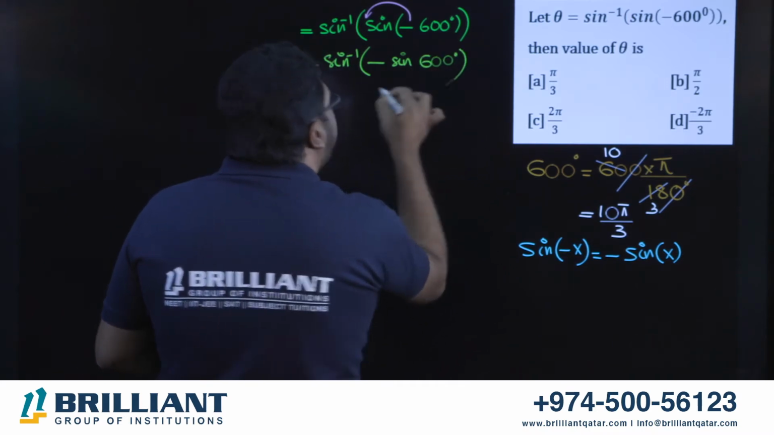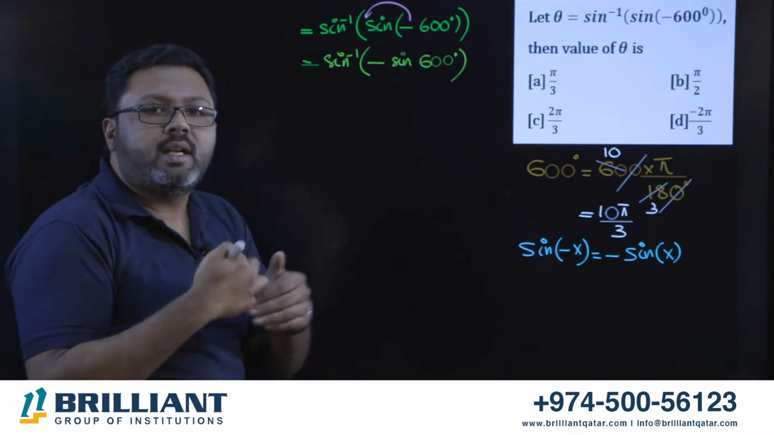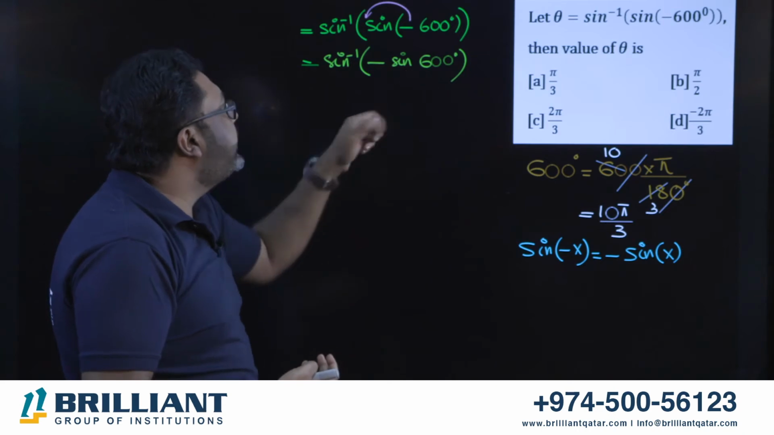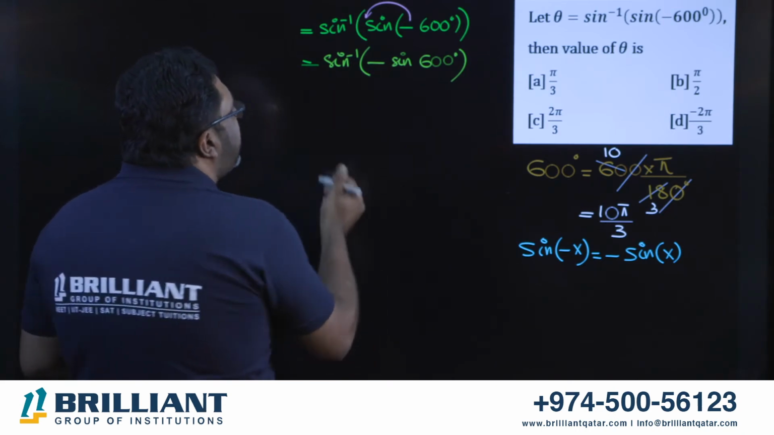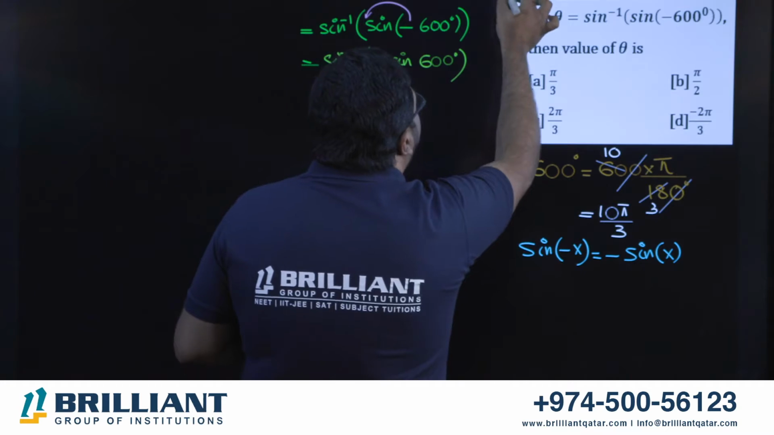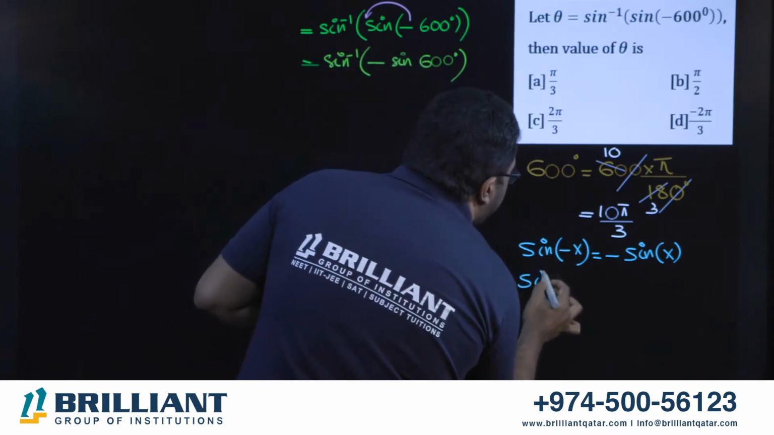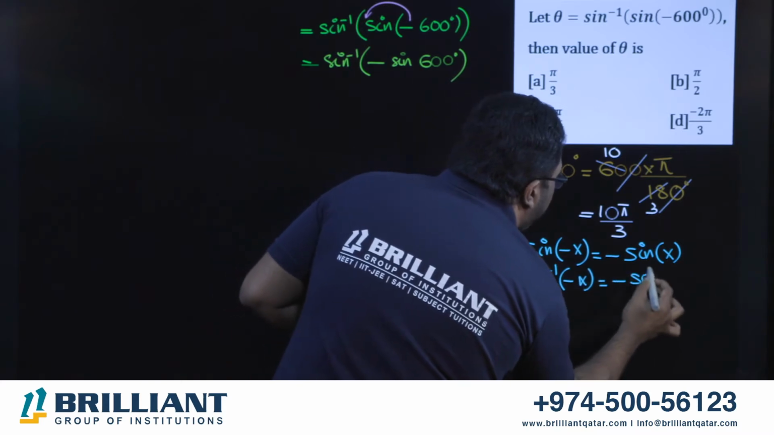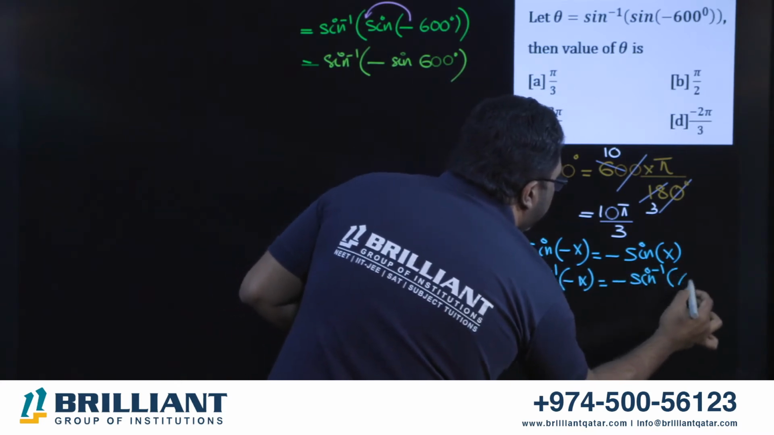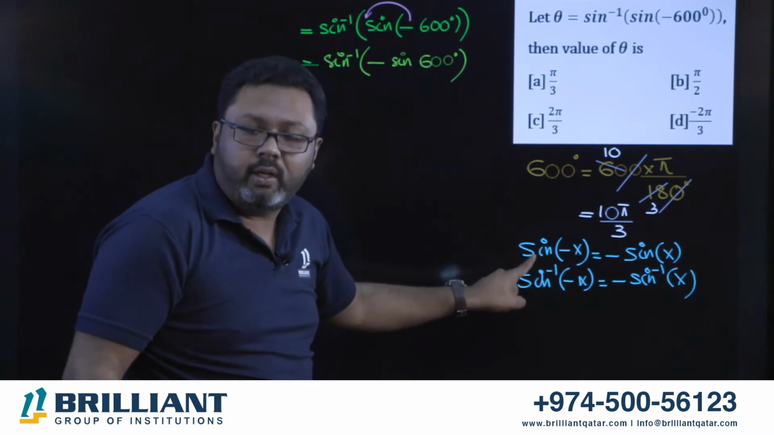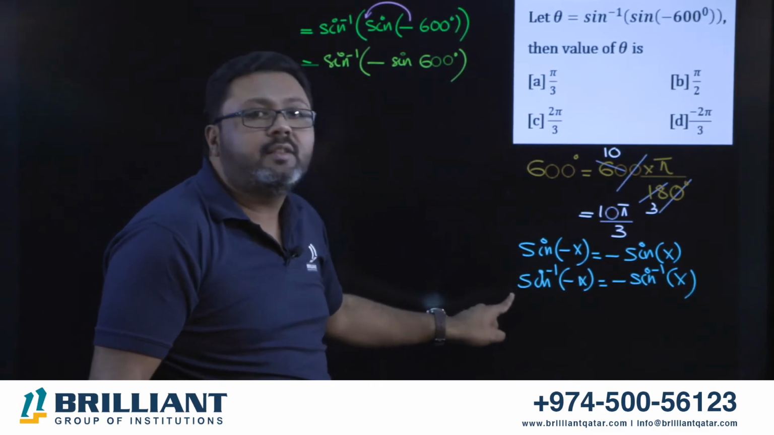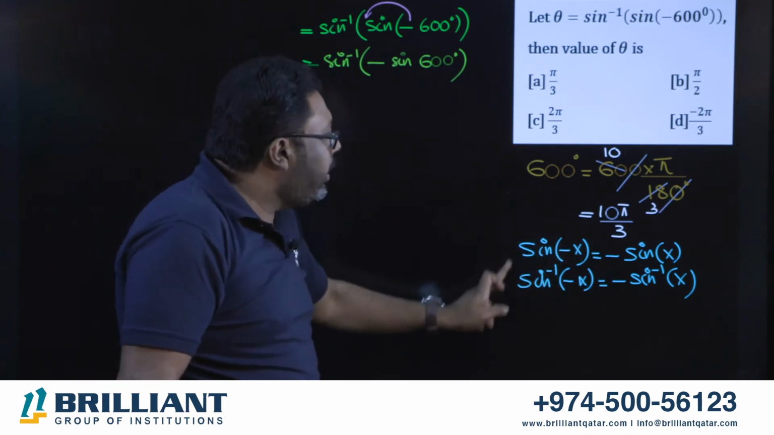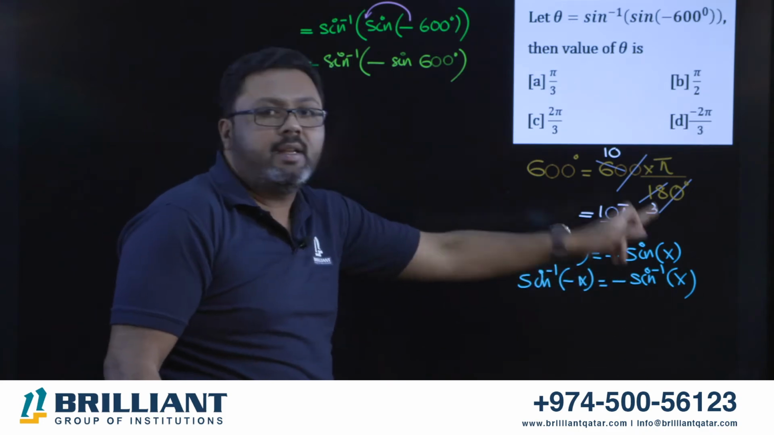Yes, I'm writing every step because there are certain students who did not learn these properties. So it will be very useful for them. So this minus now comes out, and let's learn the property for sine inverse of minus x. Sine inverse of minus x is again minus sine inverse x. Remember, the first property is for trigonometry. The second property is for inverse trigonometry. Sine of minus x is minus sine x. Sine inverse of minus x is minus sine inverse x.